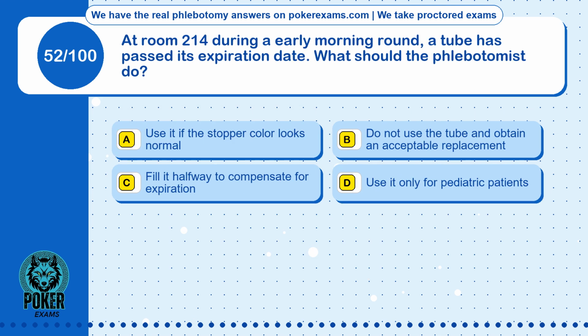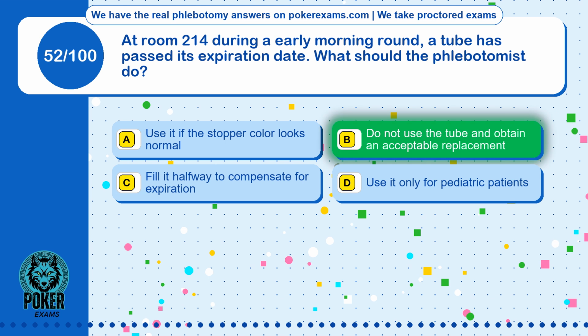Question 52. At room 214 during an early morning round, a tube has passed its expiration date. What should the phlebotomist do? Option A, use it if the stopper color looks normal. Option B, do not use the tube and obtain an acceptable replacement. Option C, fill it halfway to compensate for expiration. Option D, use it only for pediatric patients.